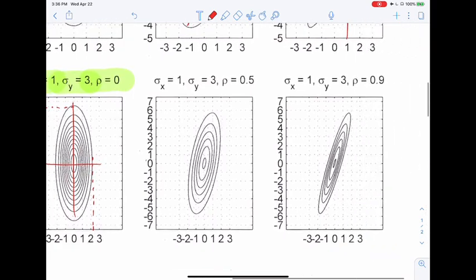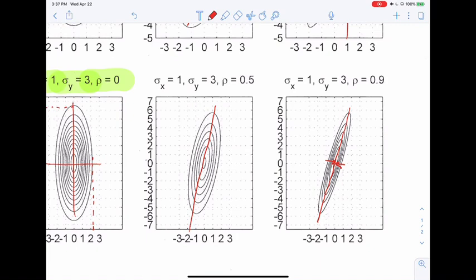If I go ahead and start making my positive correlations, 0.5 and 0.9, I just see stuff following along a line of positive slope, right? And for each one of those, as the correlation coefficient approaches 1, those contours get closer and closer, right? Everything squeezes in on that line.